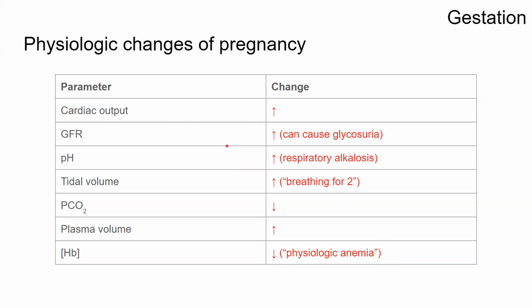And another thing that you'll see is that glomerular filtration rate also increases during pregnancy, in part because the cardiac output is increasing, right? Since more blood is circulating through the circulatory system, more blood is also flowing through the kidneys. Therefore, more blood is flowing through the glomeruli, and that increases the glomerular filtration rate. This increase in glomerular filtration rate can cause glycosuria.